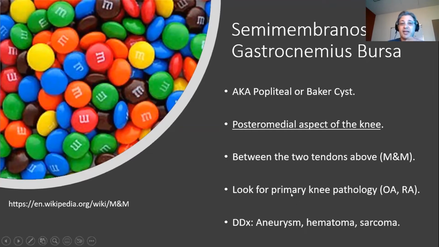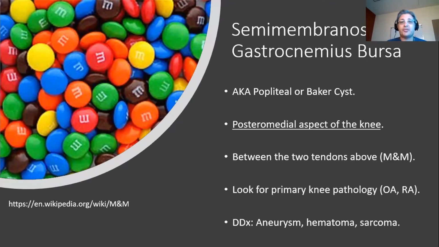Certainly, this bursa can be primarily inflamed due to involvement by a primary synovial pathologic process like rheumatoid arthritis or gout, but more commonly, a popliteal cyst or a Baker cyst is due to primary knee pathology. Osteoarthritis, rheumatoid arthritis occurring intra-articularly within the knee causes inflammation, causes fluid buildup, which then decompresses posteriorly into the Baker's cyst.